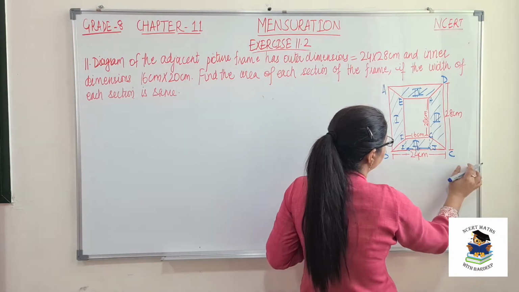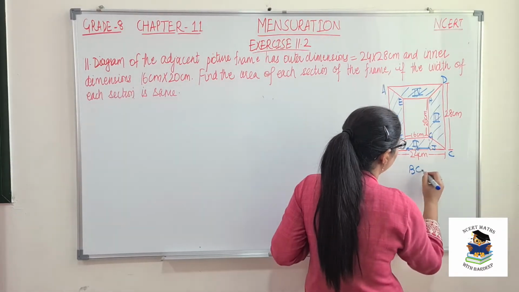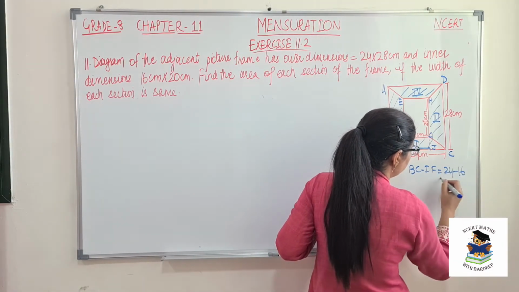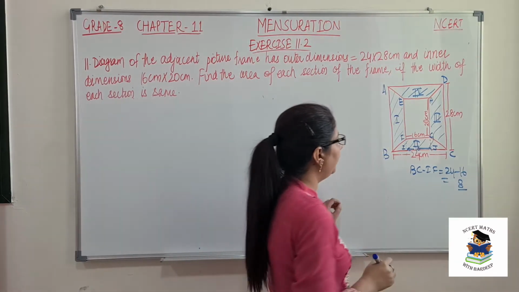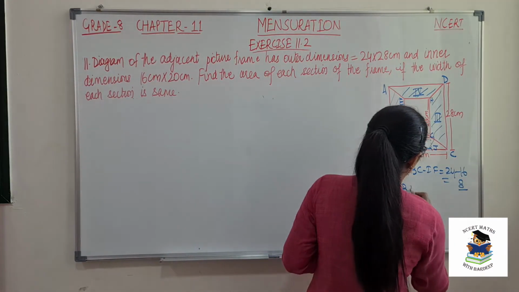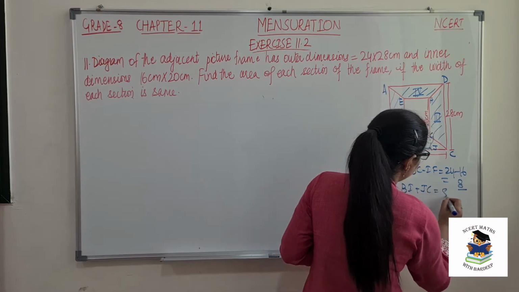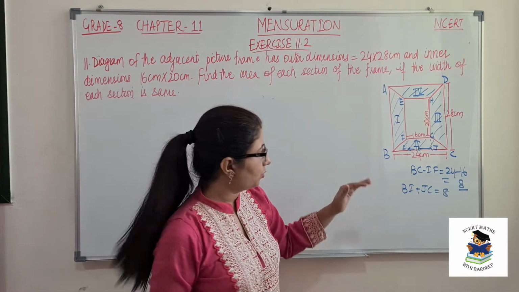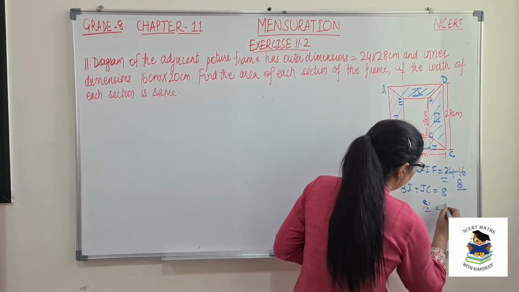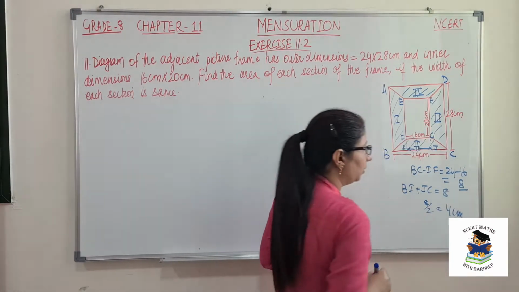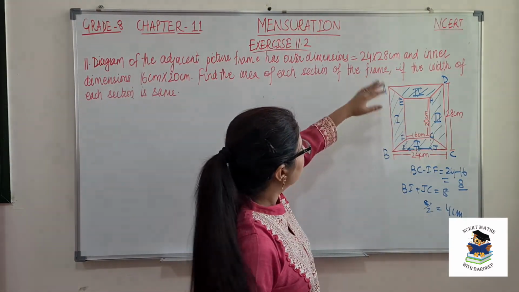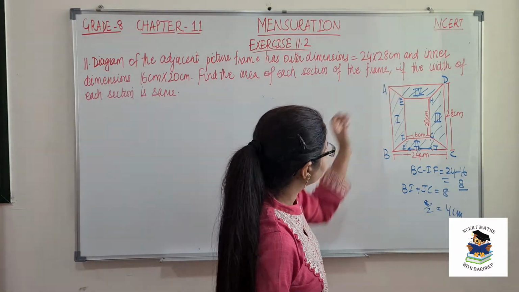So this full, that is BC minus IJ, is equal to 24 minus 16. This is equal to 8. So this BI plus JC is 8, and this is divided equally. So each part will be 4 units, that is 8 by 2, 4 centimeter. So this is 4. This is also 4. So what about this one?